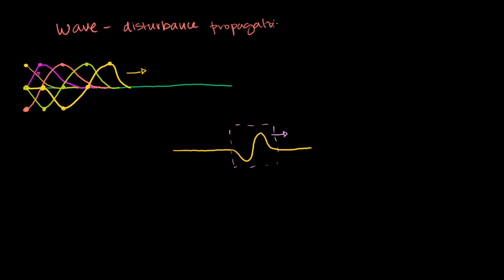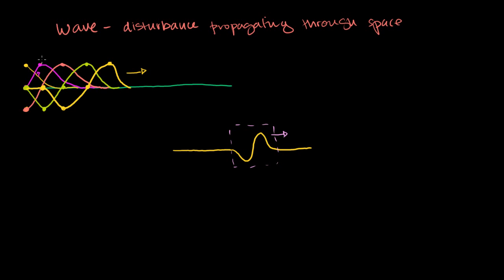Propagating through space. And you might see other definitions of a wave. One of the most typical ones is energy, or a disturbance propagating energy through a medium. And when they say medium, it's what is the wave going through.